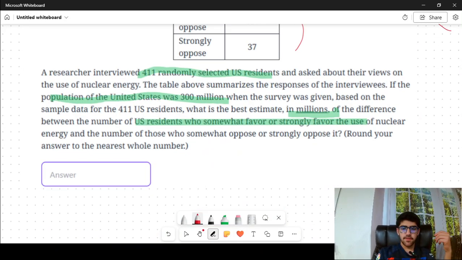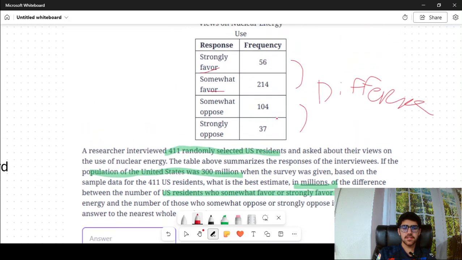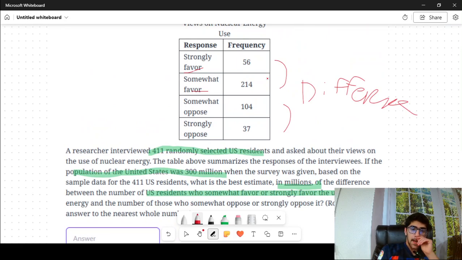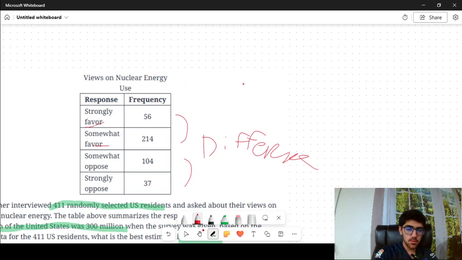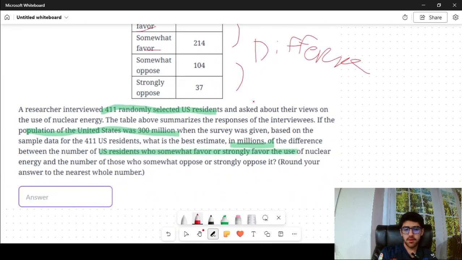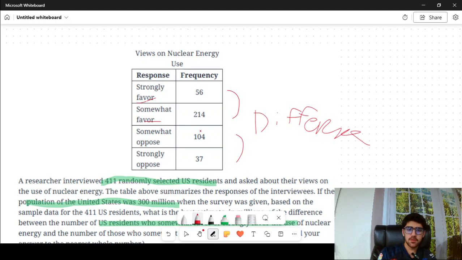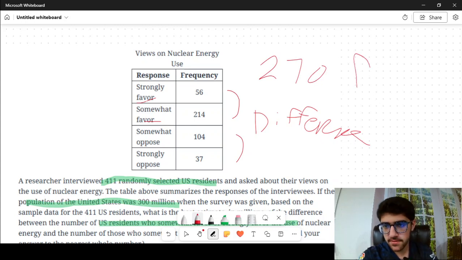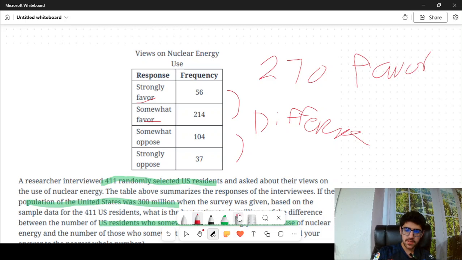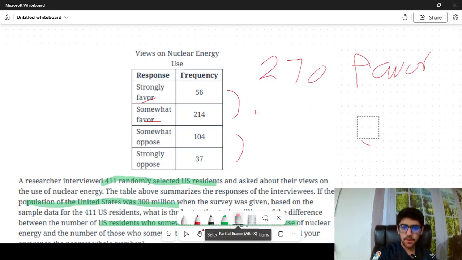So what do we start with? First, we have to amplify the data. So this is based on 411 U.S. residents. So first thing, let's see how many people. We're just going to generalize it into two groups because it's generalizing. It wants the difference between those who favor and those who oppose. So 56 plus 214 is 270. So 270 of them favor. And then how many oppose?